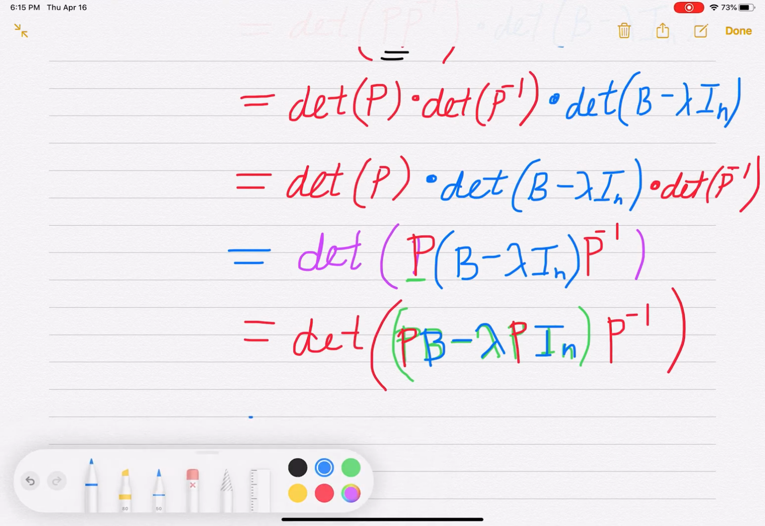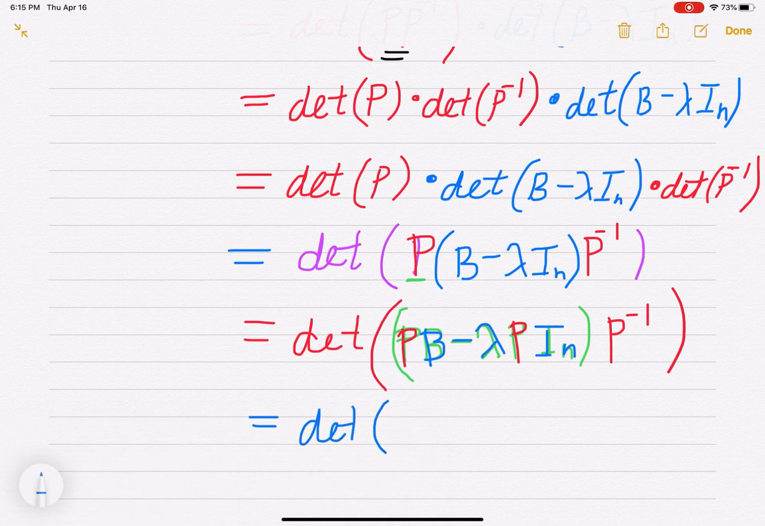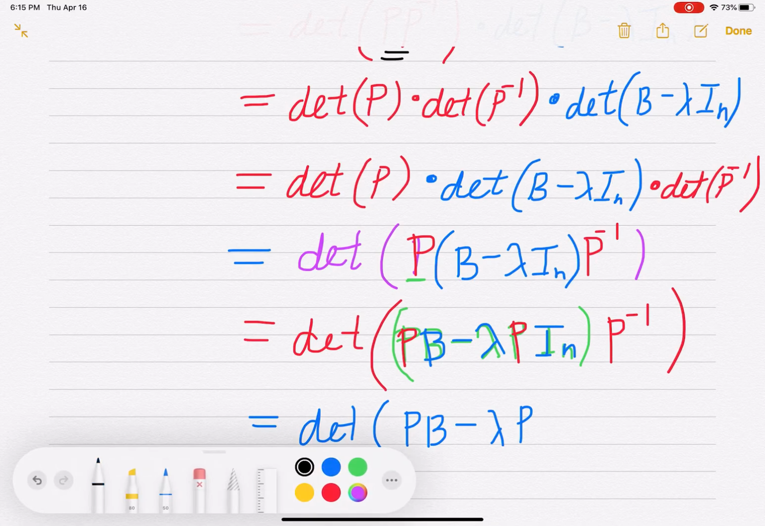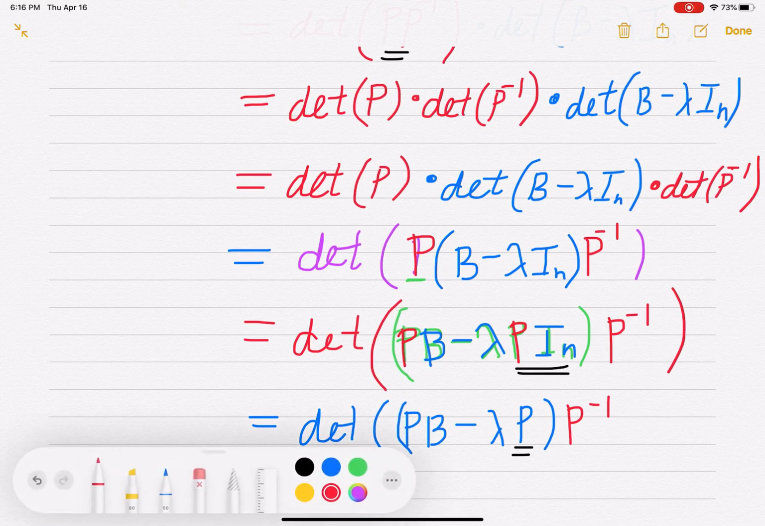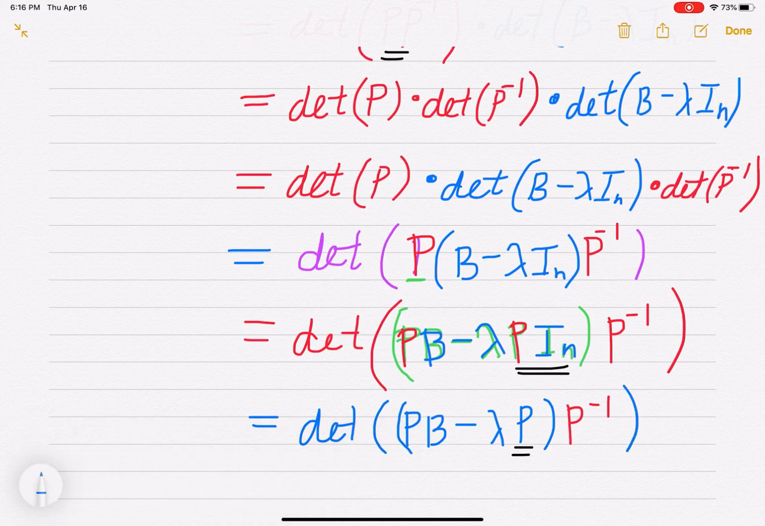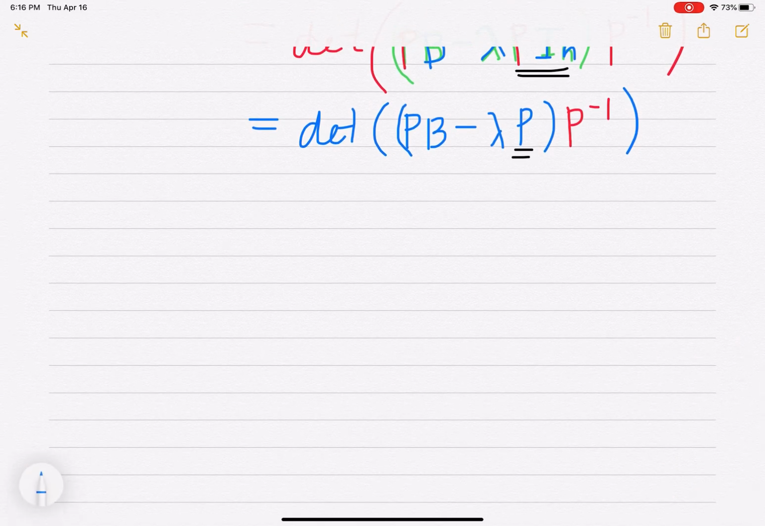Now let's clean that up. All right, this is determinant of, let's see, PB minus lambda P, because when you multiply here, P times the identity, you get P. Okay, and then we don't want to forget on the right here, we have what? P inverse, right? P inverse. Now, so I've distributed the P through on the left. Now I'm going to distribute the P inverse through on the right side. See if we can do that. So the P inverse is going to get distributed through on the right.